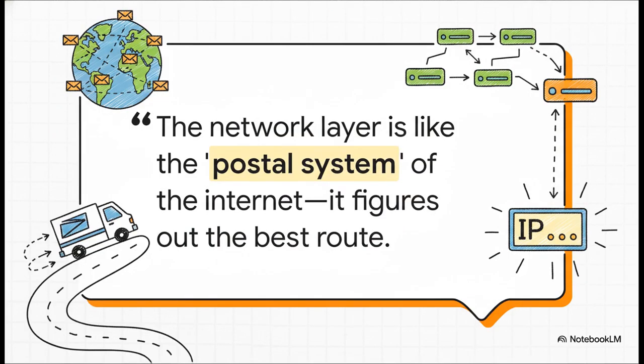Well, if the transport layer is the local delivery service, then the network layer is like the entire global postal system. Its whole purpose is to look at the final destination, the IP address, and figure out the most efficient path for the data to take, letting it hop from router to router all across the globe.